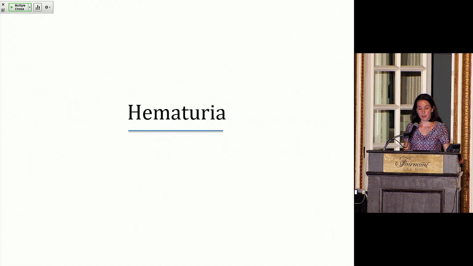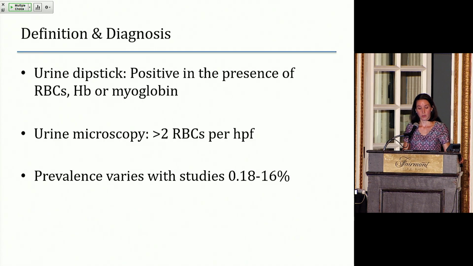So moving on to hematuria. How do we diagnose hematuria? First of all, you need to remember that the dipstick can be positive in the presence of red cells, hemoglobin or myoglobin. So to diagnose hematuria, you need to have more than 2 red cells per high-powered field. How prevalent this is in the population very much varies with who's studied. It's thought to be anywhere between 0.2% and 16% of the population has intermittent dipstick or microscopic hematuria.